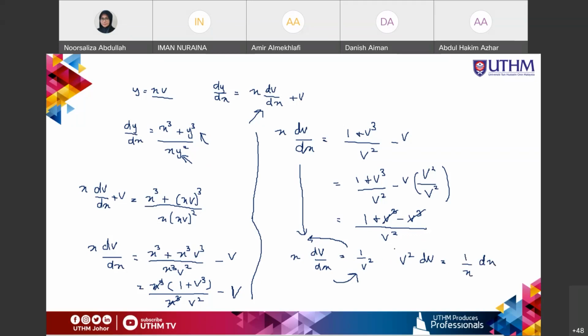Now we can make the integration, on both sides. We integrate v squared dv, and what you get is v power of 3 divided by 3 plus C1, equals, you integrate 1 over x dx, you will get ln x plus C2.